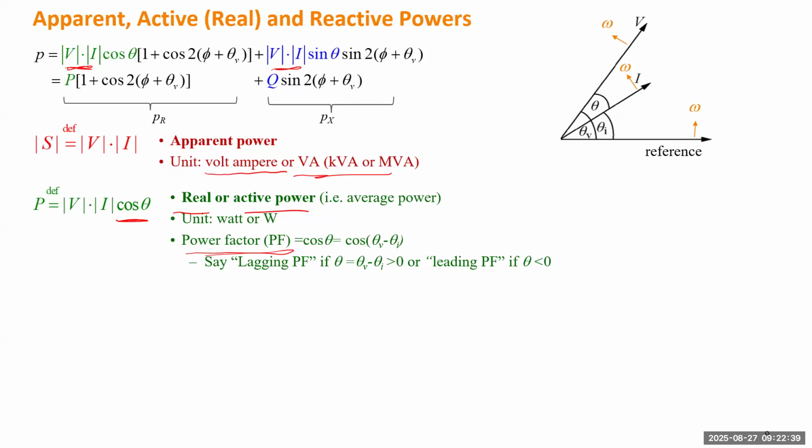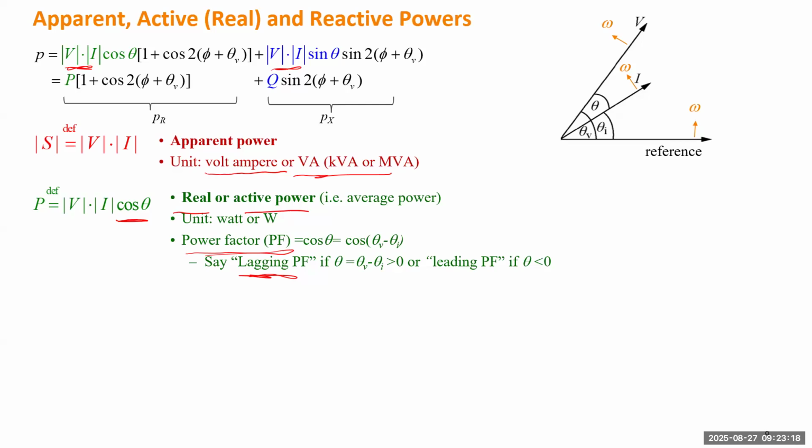But cosine theta doesn't tell the sign of theta, so we still need another piece of information to indicate the sign of the angle. If theta is positive, we call it the lagging power factor. That means the voltage angle is bigger than the current angle. Lagging means the subject is the current: lagging power factor means current is lagging voltage. Usually voltage is controlled in the system, so the engineer will select some voltage as a reference.